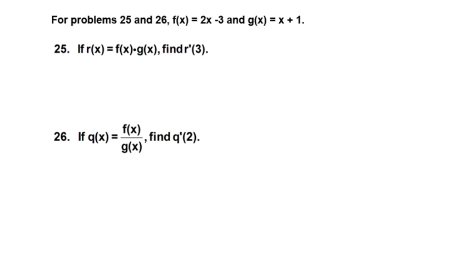Next problem, for problems 25 and 26, f of x equals 2x minus 3 and g of x equals x plus 1. So we can do this different ways. We can just multiply these out. But in this case I'm just going to use u v prime plus v u prime. That's going to be the product rule.